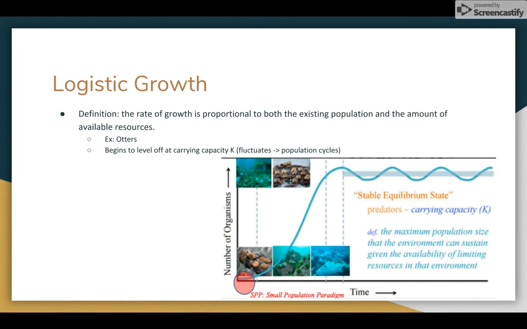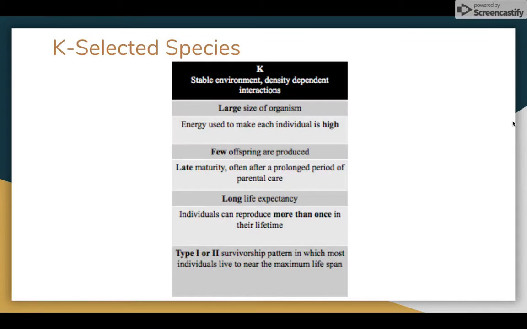Logistic growth occurs when the rate of growth is proportional to both the existing population and the amount of available resources. Otters are an example, reproducing as resources and other density-dependent factors are available. Eventually, they reach a carrying capacity and enter a stable equilibrium state. For K-selected species, population size is steady around carrying capacity due to stable environmental factors, and there is much less rapid reproduction.